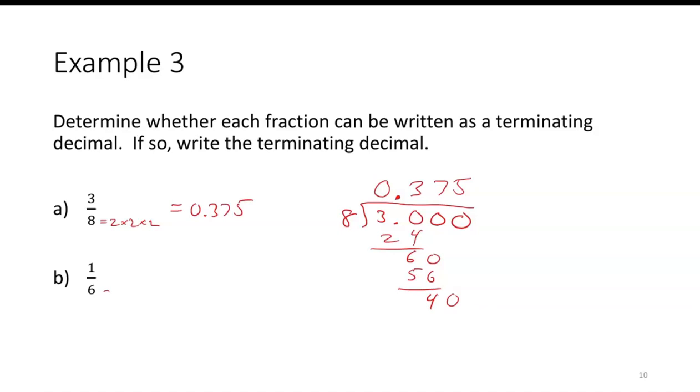6, on the other hand, is really 2 times 3. So 6 is divisible by 3. That means this is not terminating.